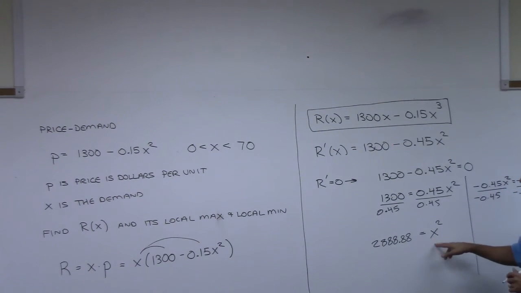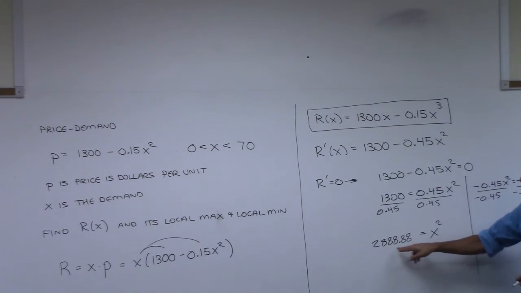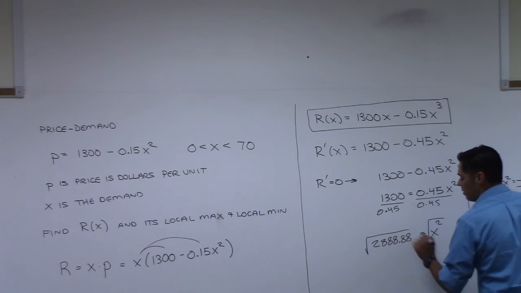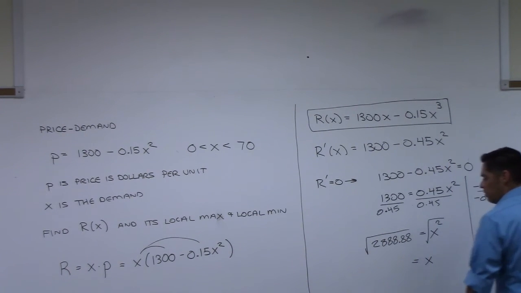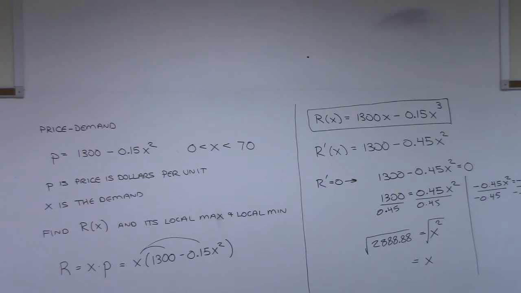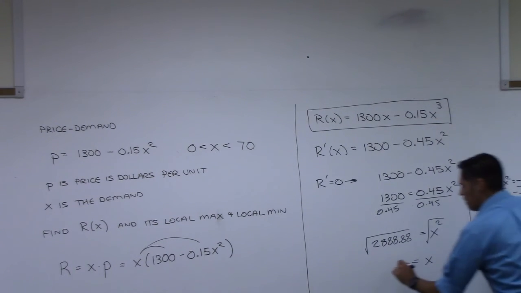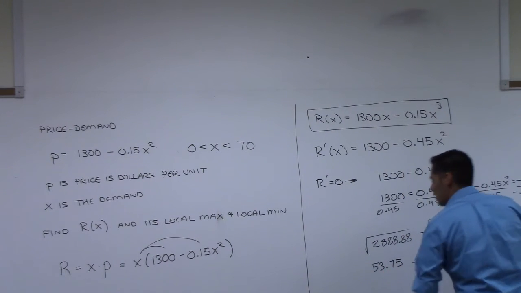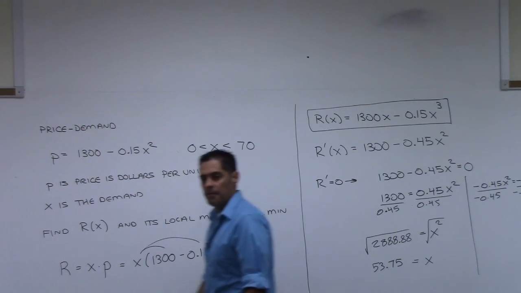All right, now, how do I get x? If x squared is this, how do I get x? Square root both sides. So I need, on my calculator, to take the square root of 2888.88, which is, what do you got? 53.75. Close enough, okay? 53.75.